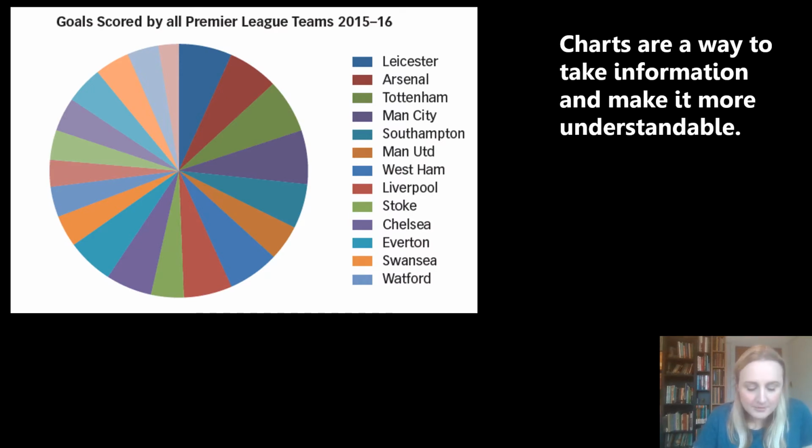Now, this is an example from Ed Southall's book, Yes, But Why? Which is a book about teaching for understanding in maths, and he gives this as an example of an absolutely useless pie chart, and I'm sure you'll agree. I mean, take a look at that. Goals scored by all Premier League teams 2015 to 16. It doesn't tell us anything. If we look at it really carefully, maybe we can try and get an idea of which team scored the most goals and which team scored the fewest, but not really. I mean, this is awful.